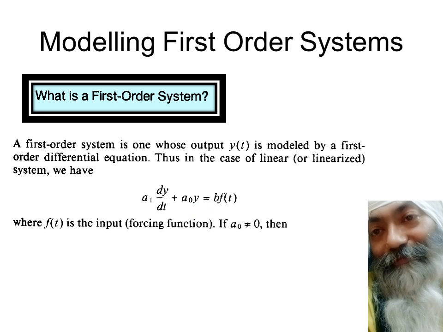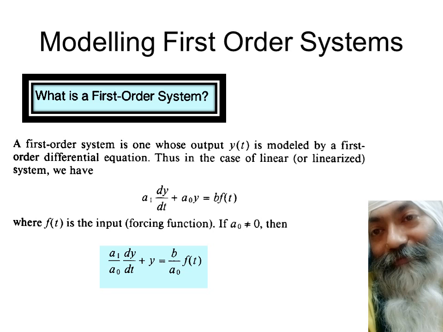what will happen? I'm going to divide by a naught and I'm going to get this equation. And here again, I'm going to get one coefficient like this, and I'm going to give some name to it, as you'll see in the next slide. And this is another coefficient. So instead of having three coefficients, a1, a naught and b, I have only two. With that intention, I have divided the whole thing by a naught, provided a naught is not equal to 0. I think things are quite simple till now.